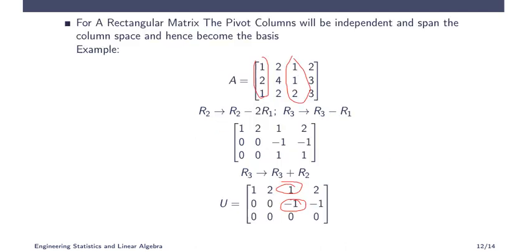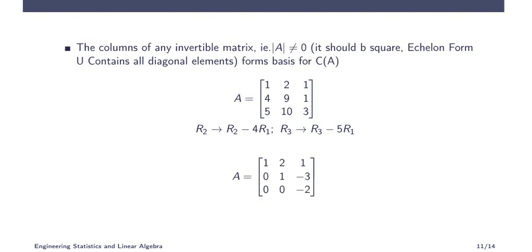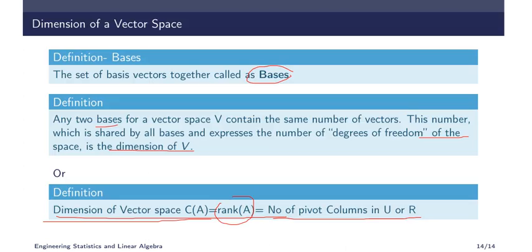In this example, the number of pivot columns is 3. So C of A will be R3, or the dimension of this one will be 3. So that is the very important part. Dimension is nothing but the number of pivot columns or the rank of a matrix. So this is all about today's topic. Thank you.